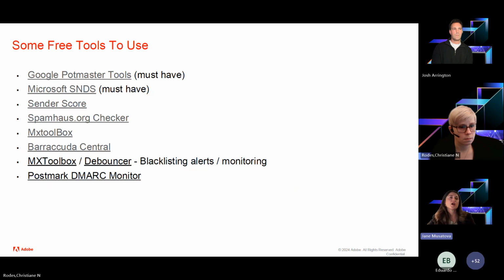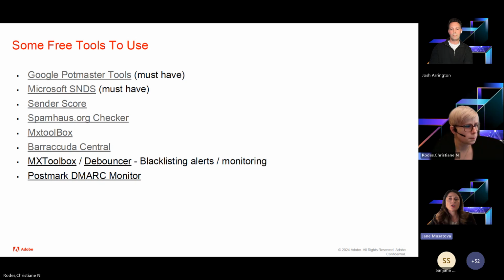And the first two items on this list, the Google Postmaster tools and Microsoft SNDS, are the ones that can help you to improve your deliverability right away. Because most of the corporate accounts are hosted on either Google or Microsoft. And they're also quite easy to use for what it's worth.